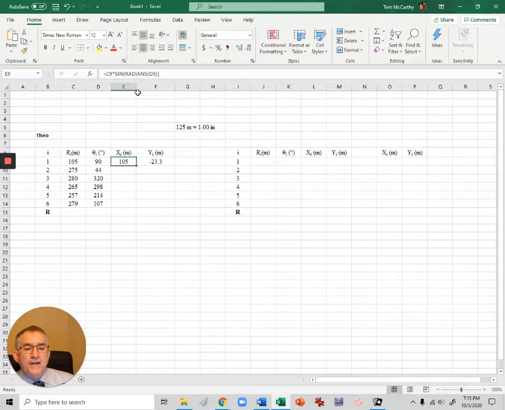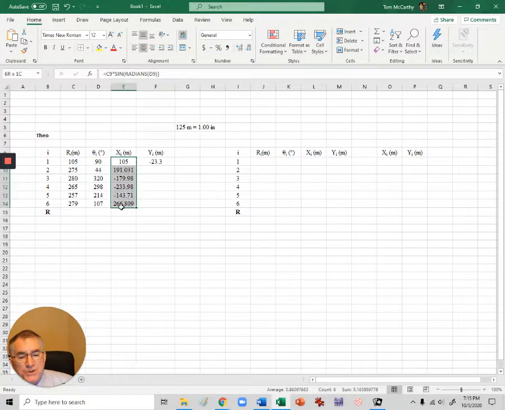and then sine, and then the sine has got to be in radians. So I push radians, open parentheses, and then I click on D3. By the way, when you click on the cell that's got the data you want to calculate with, it'll put the cell right in the formula. So you can see C9 star sine radians D9. And I get that number right there. And then all you have to do is click on the corner and it will fill it in right to the bottom.